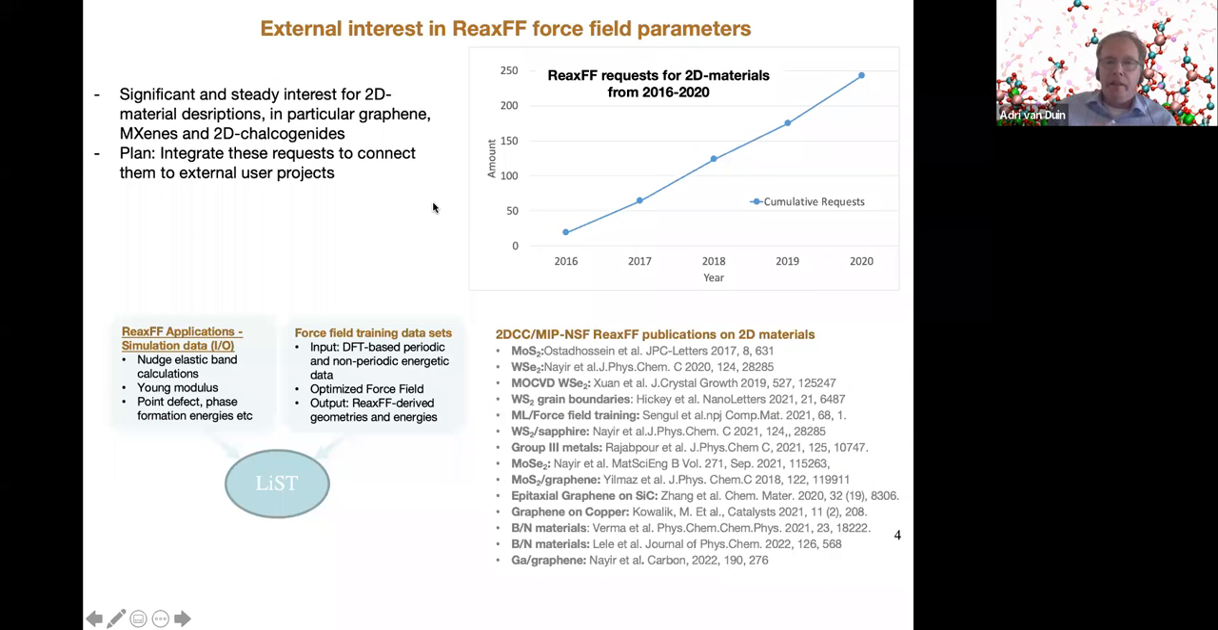We now have a number of 2D materials expressed in ReactFF. And here are various publications that have come out over the last couple of years. That has been increasing the external interest in these force field parameters. Through the Material Computation Center website, we have a relatively steady flow of requests for these force fields. And one thing we are now aiming to do, and are already making moves toward, is integrating ReactFF parameters and their training sets into the list organization to make communication more straightforward with external users.